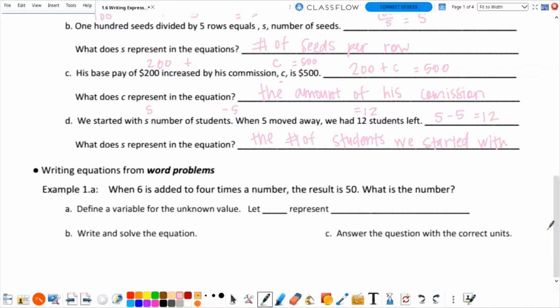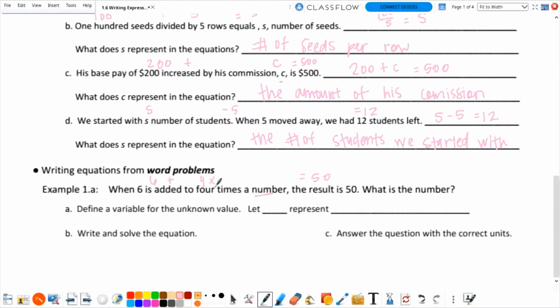So I want you guys to get comfortable using word problems. We're going to work on writing equations from word problems next, okay? When 6 is added to 4 times a number, the result is 50. What is the number? So when 6 is added to 4 times a number, we'll say 4x, right? We don't know this number, so we have to give it a variable. It doesn't say what the variable's name is, but we know that it's going to equal 50. We could have used any variable that you wanted, any letter in the alphabet.